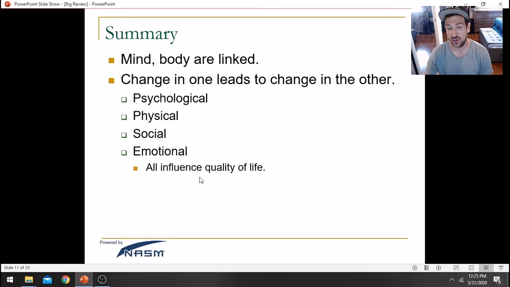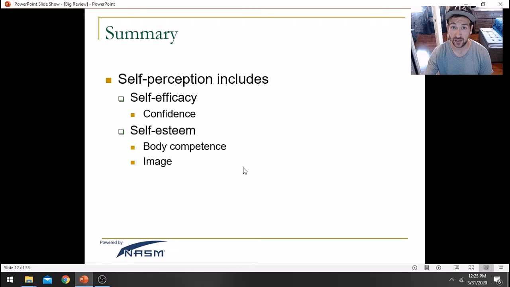All of those things are going to influence their quality of life, right? And that also leads to your self-perception, right? Your self-perception, again, your efficacy, your confidence, and your esteem, which is your competence, right?